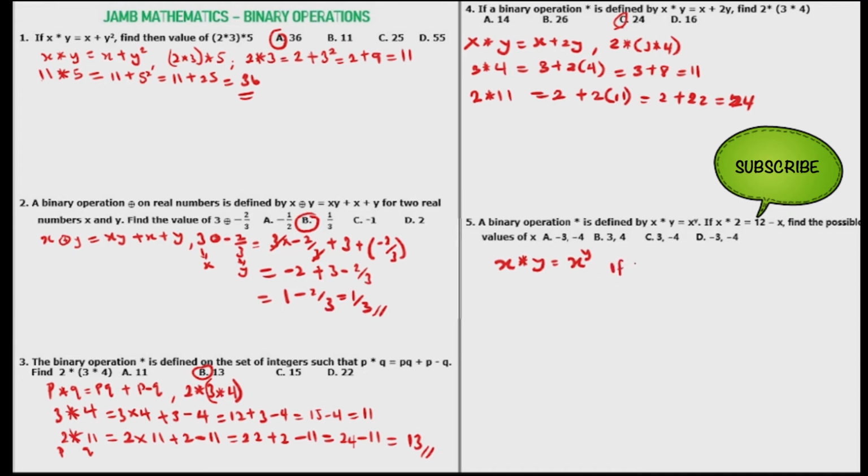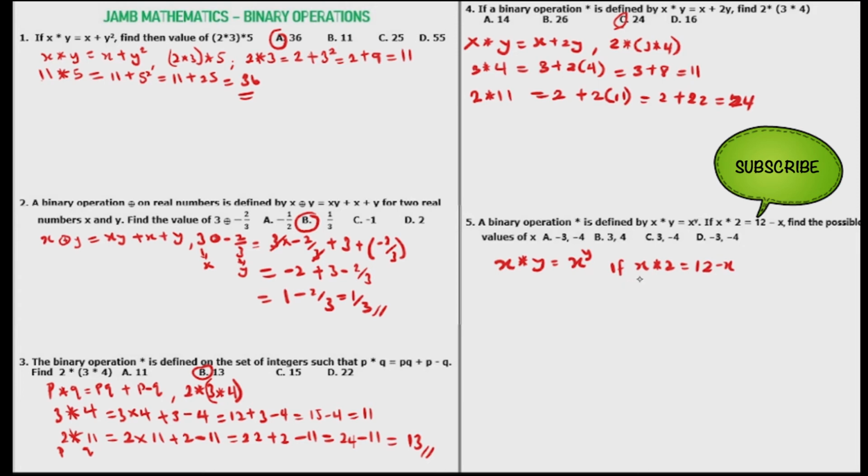And if x asterisk 2 is equal to 12 minus x, find the possible value of x. Now, we are given that x asterisk y is equal to x raised to power y. So if x asterisk 2 is equal to 12 minus x, find the possible value of x.